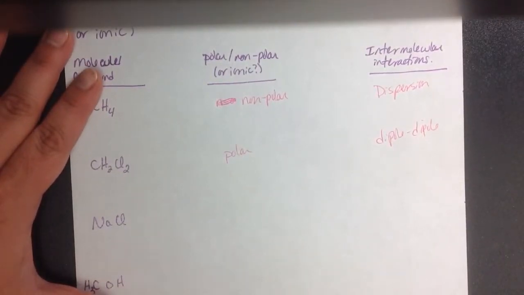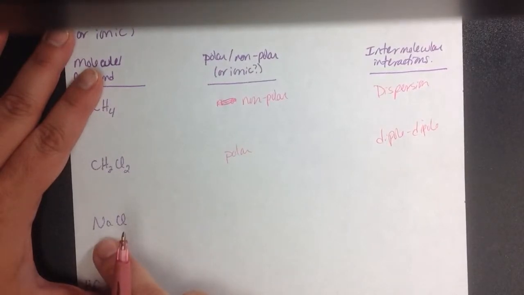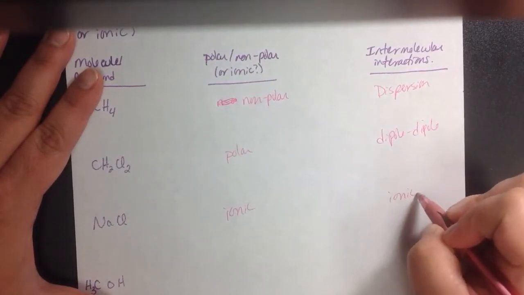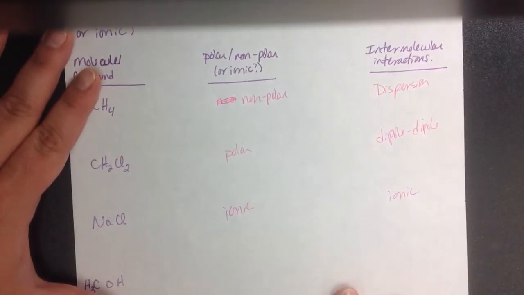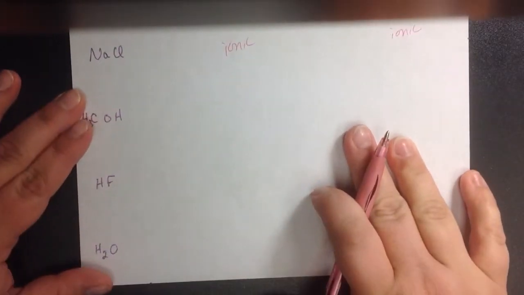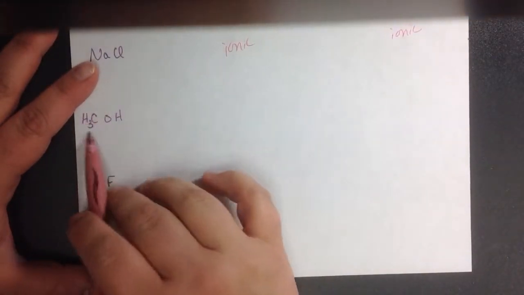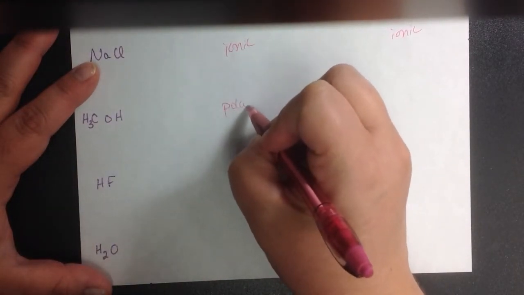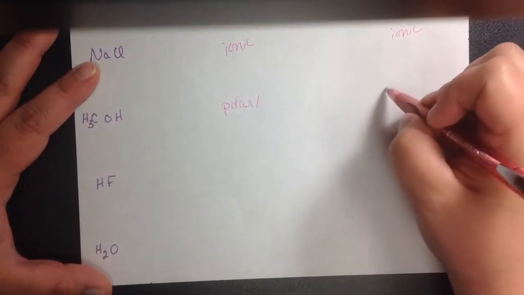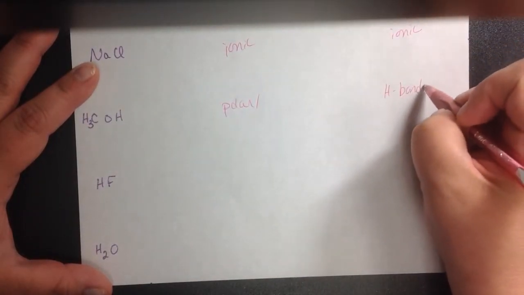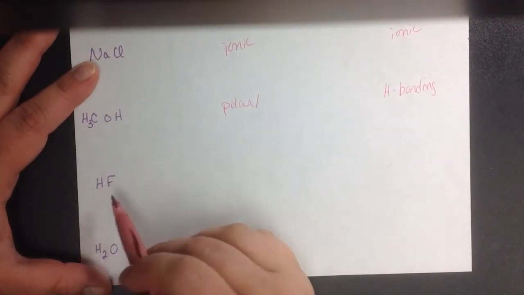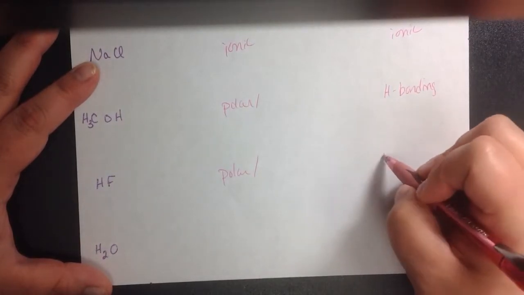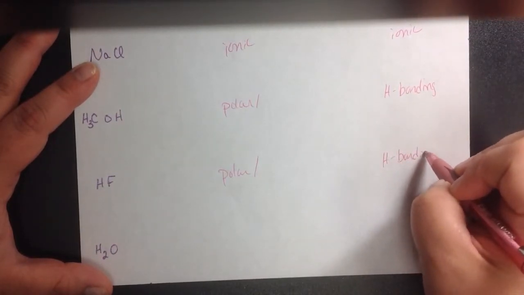NaCl, I threw this in here to make you realize that that is not a covalent compound. That is an ionic compound, and therefore it's in a whole different category. Okay. Last three. We just did this guy. That is a polar hydrogen bond, right? So this would be hydrogen bonding. HF is polar hydrogen bond. Again, this is hydrogen bonding.